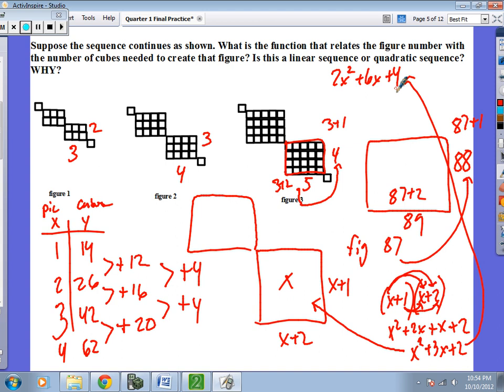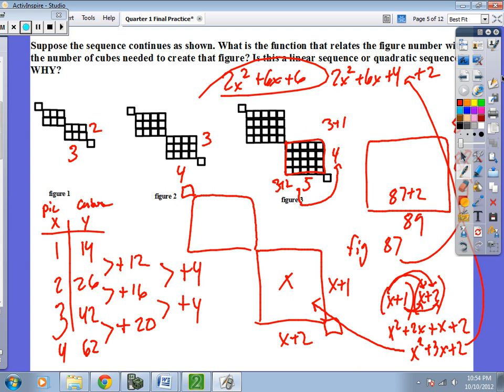And I have accounted for this rectangle and this rectangle. The only thing I need to add on are these little 2 cubes at the end. So I'm going to plus 2. So my function is going to be kind of a complex one. 2x squared plus 6x plus 6. But it's pretty slick to see with your eyeballs, because they just give you two rectangles.